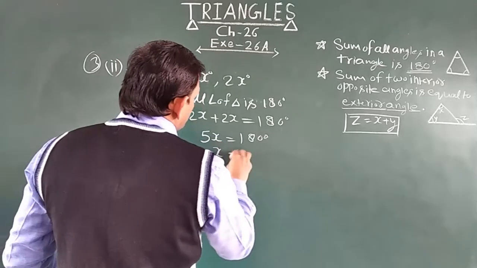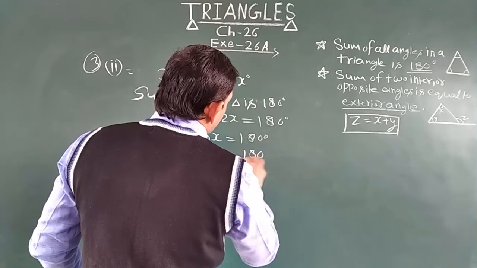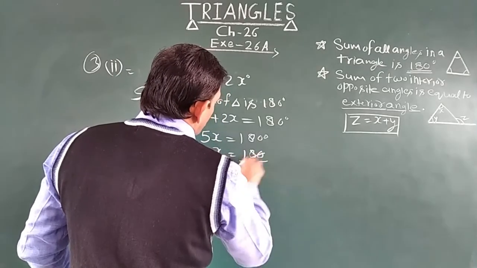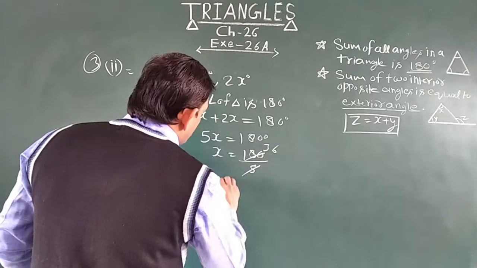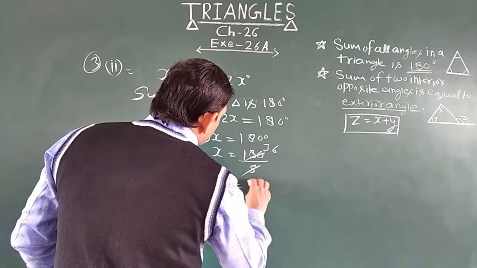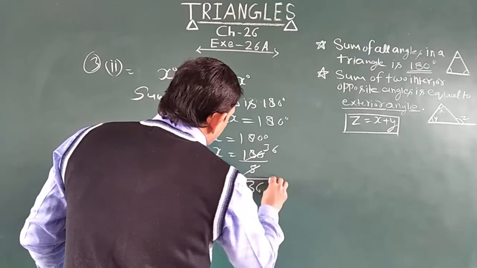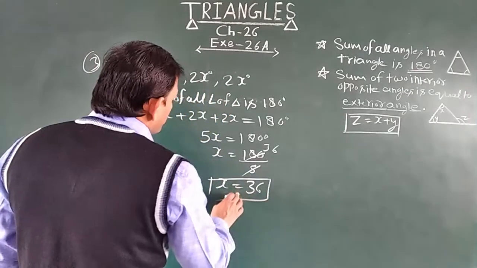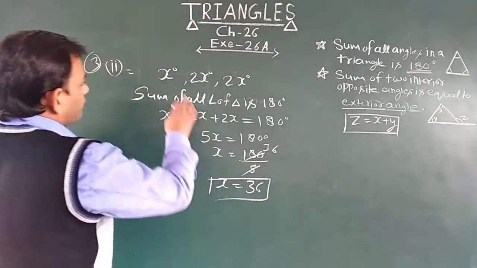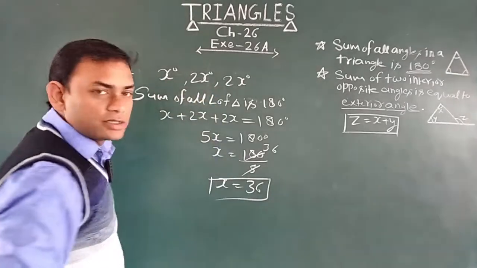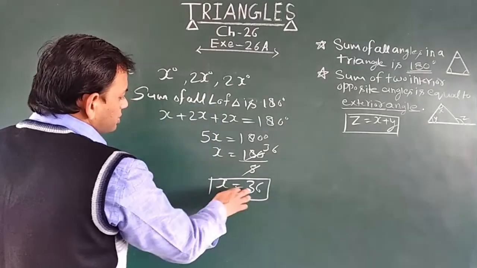Then x is equal to 180 upon 5, and 5 sixes are 30 and 5 threes are 15, so the value of x is equal to 36. Okay, and from here, with the value of x, you can find the angles of the triangle. Means x is equal to 36.